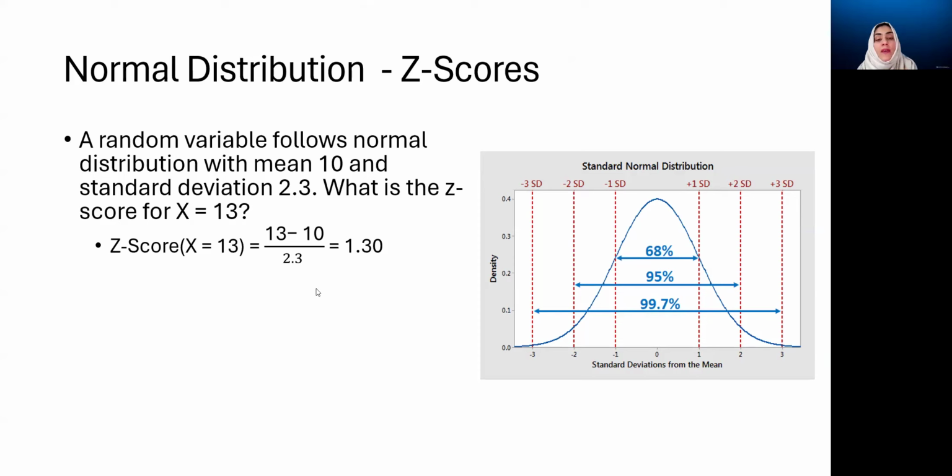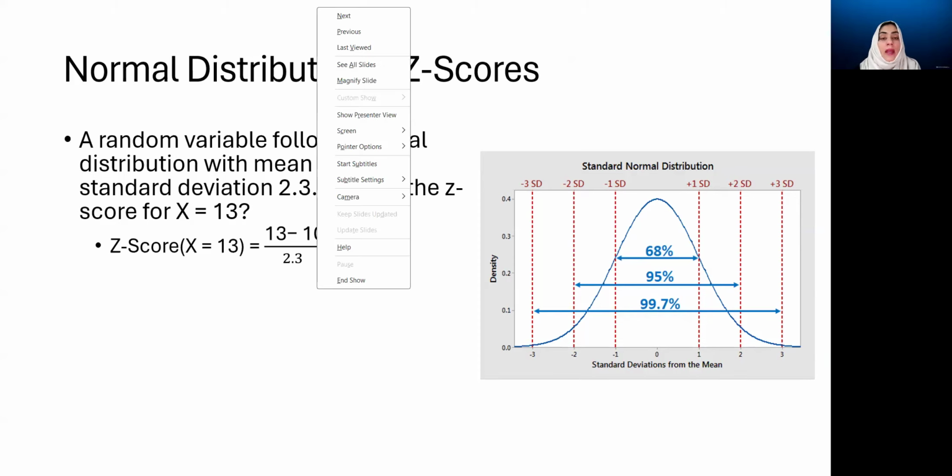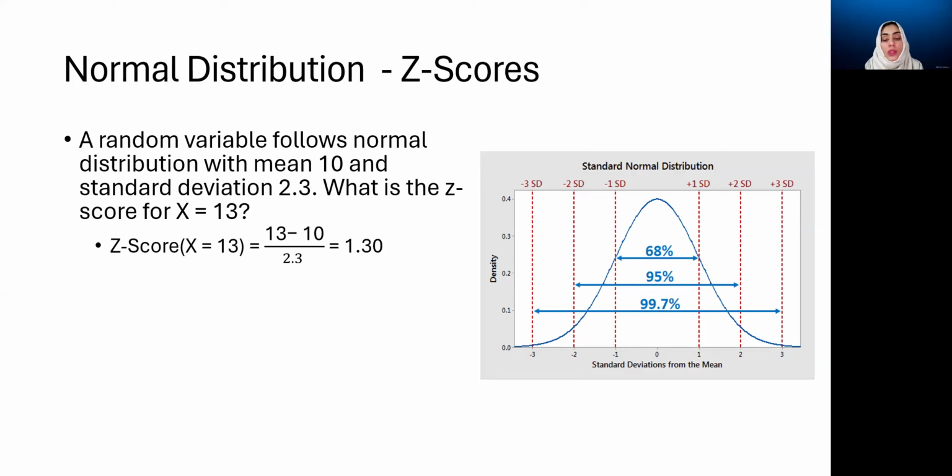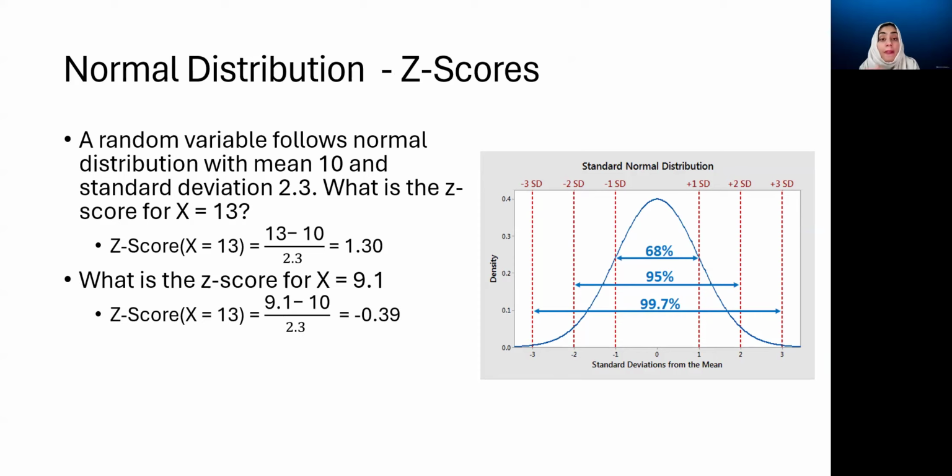Any distribution which might have any mean or any standard deviation can be converted into z-scores using this expression. And that is why we do not have to compute those complex functions and can just look up the probabilities using the normal distribution tables. We'll be looking at what those tables are and how to look up values from them. Now, another question: what is the z-score for x equal to 9.1 for the same distribution? We do this by 9.1 minus 10 divided by 2.3. And we get a negative value, of course, because we were dealing with a value which was lesser than the mean.